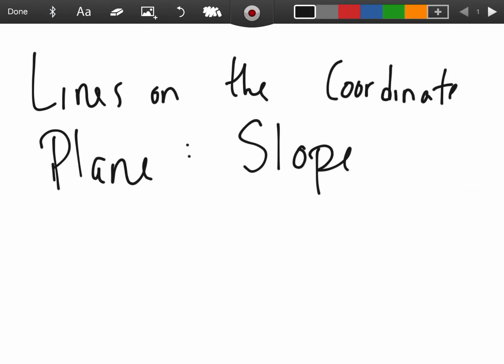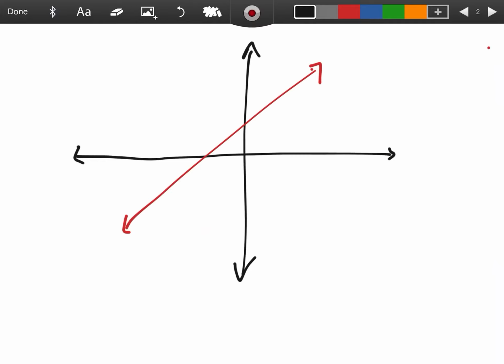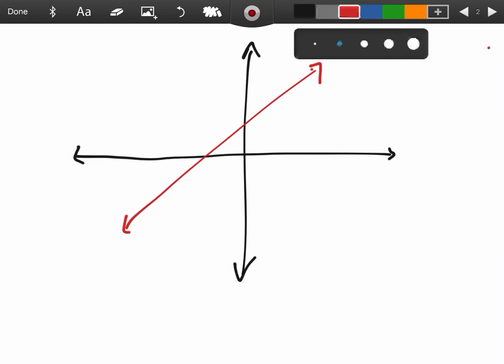In this video, we're still going to be looking at the coordinate plane, but now instead of just looking at points on the coordinate plane, we want to take a look at lines, and we want to learn more about the slope of those lines and what exactly slope means. So say we have this red line that I graphed on this coordinate plane.